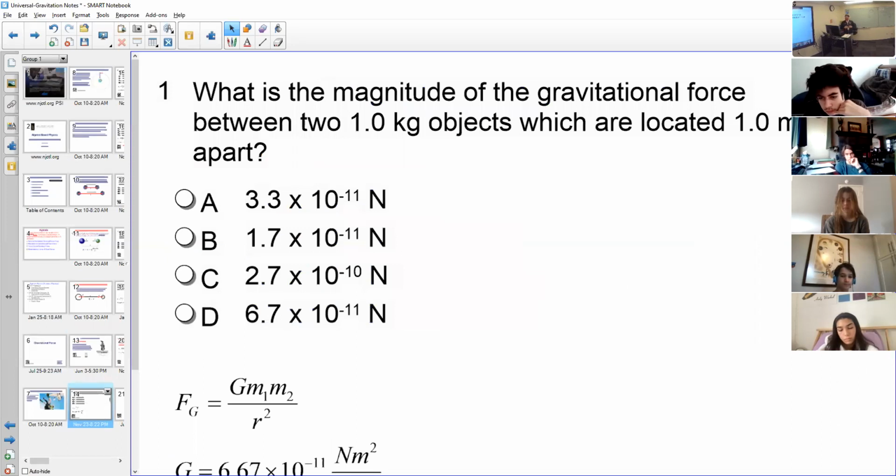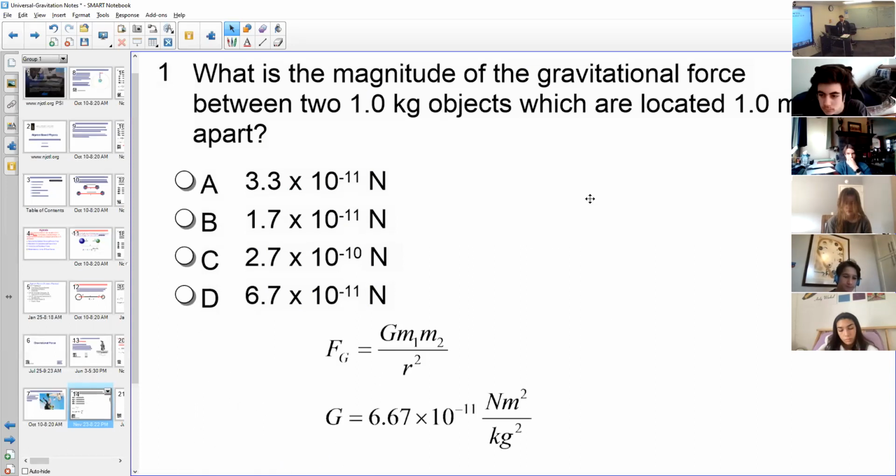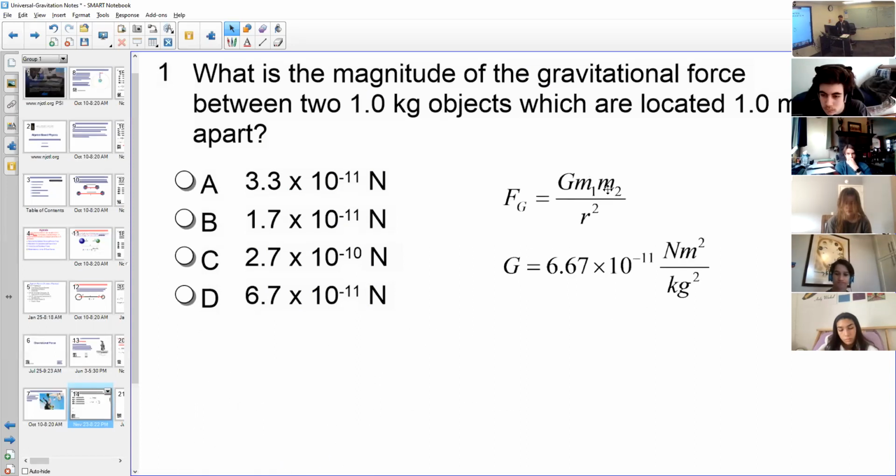Now, when we use this equation, this first one we could do as mental math, but most of the time you're going to want to have a calculator handy. So hopefully you guys brought yours. Hopefully you guys at home have yours handy. We'll talk this one through. What is the magnitude of the gravitational force between two 1 kilogram objects which are located 1 meter apart? So we've got our equation down here. We've got our G times m1 m2 over r squared.